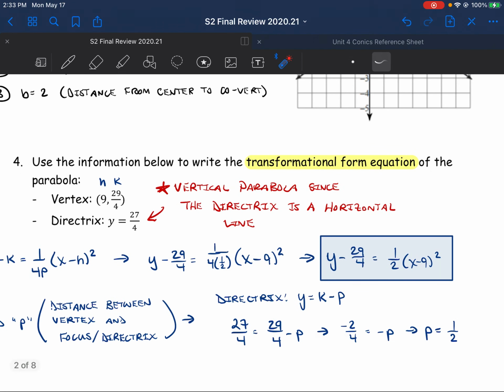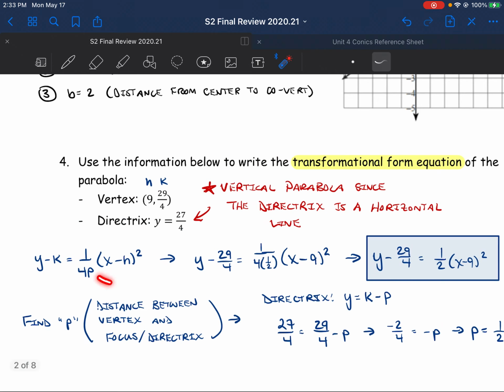And if we plug in the value of 1/2 into the formula for p, and we plug in 9 and 29/4 into h and k, this is the formula that we end up getting after simplifying. So that is our transformational form equation of the parabola with the vertex and directrix given to us.